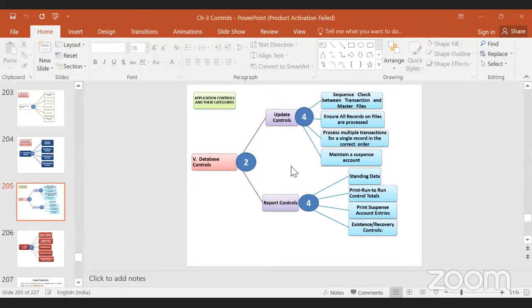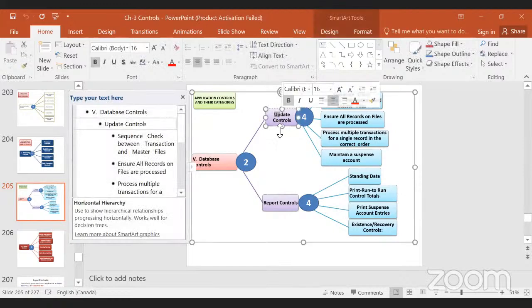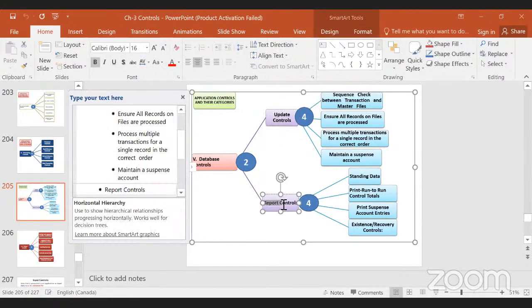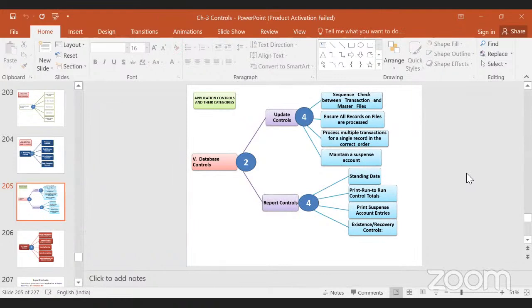Then database control. Students, kindly mark this as an important question: database control. There are 2 kinds of database control, namely update control as well as report control. We all know a database is nothing but a logical arrangement of data in a sequential, logical manner. For example, a train table.